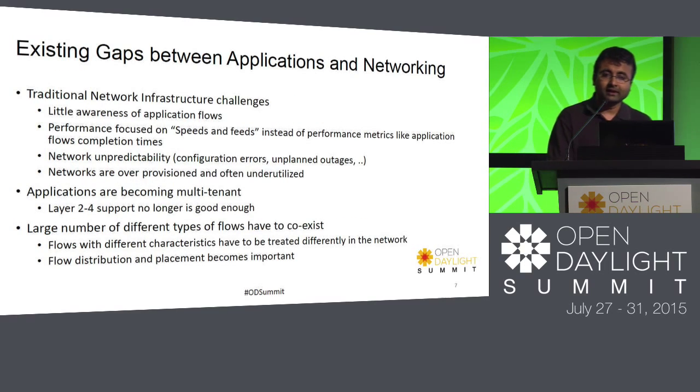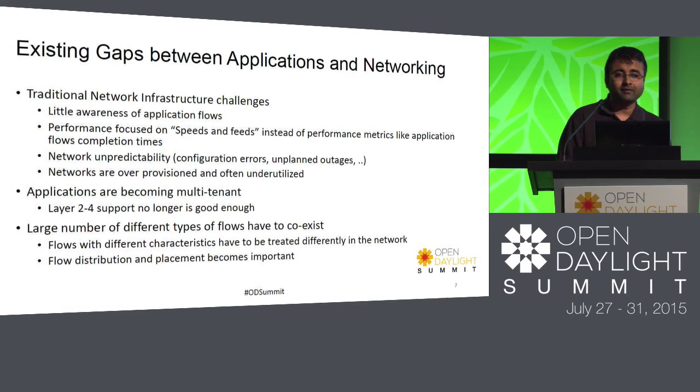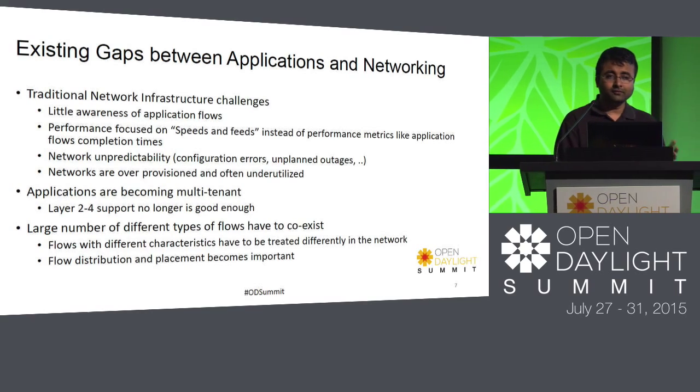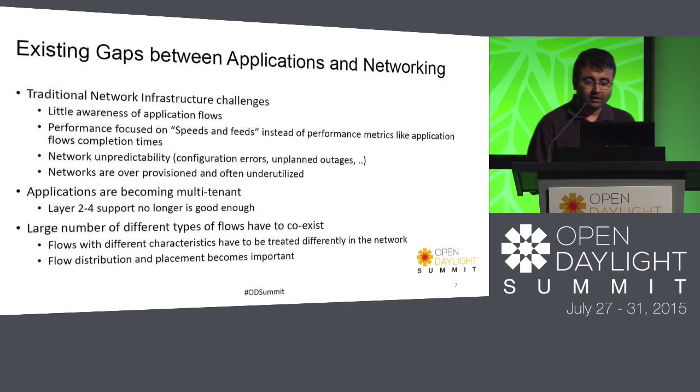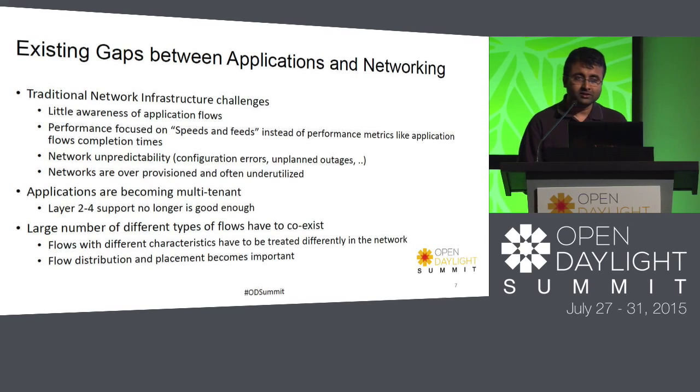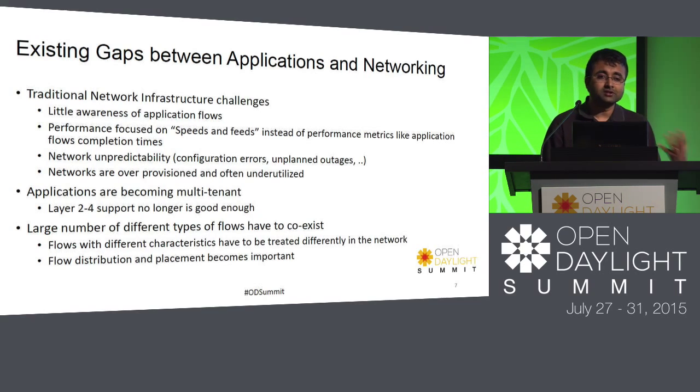There are certain gaps that exist today between traditional networking and applications. The networking that we have today is largely unaware of application flows. So they're designed for speed and feed instead of measuring the application flow completion times. And then there's a lot of network unpredictability, as related to configuration errors and unplanned outages, right? Because of which the networks are not self-healing. Because of this unpredictability, you have application downtime.